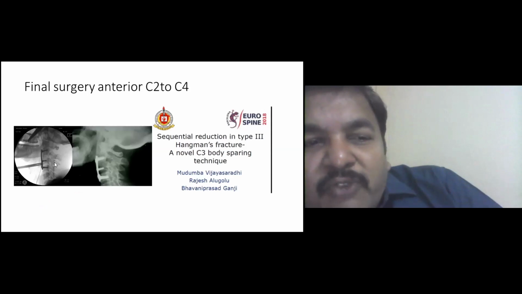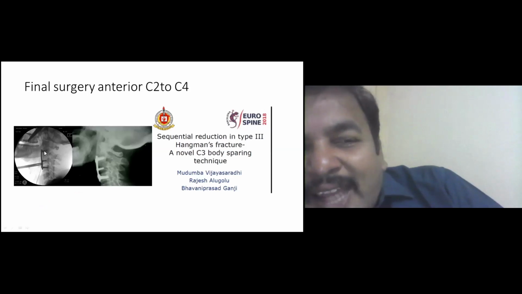So this is what we have performed. We performed a single anterior fixation from C2 to C3, and also we included C4 to have a long cantilever in order to reduce this fragment. So this will result in a beautiful fusion within 3 months of the entire fractured site as well as the grafted area. This results in very stable fixation at the end of 3 months.